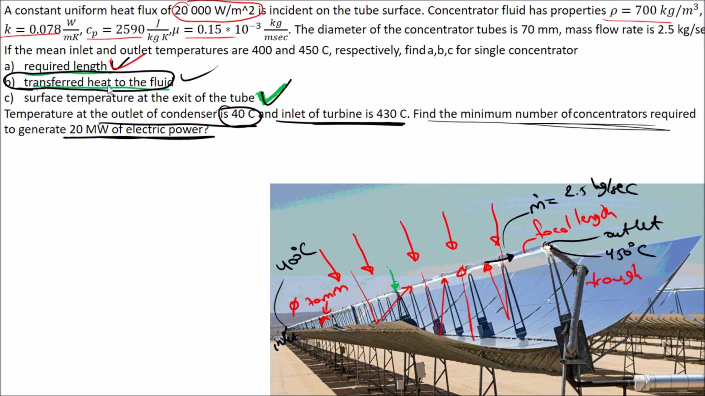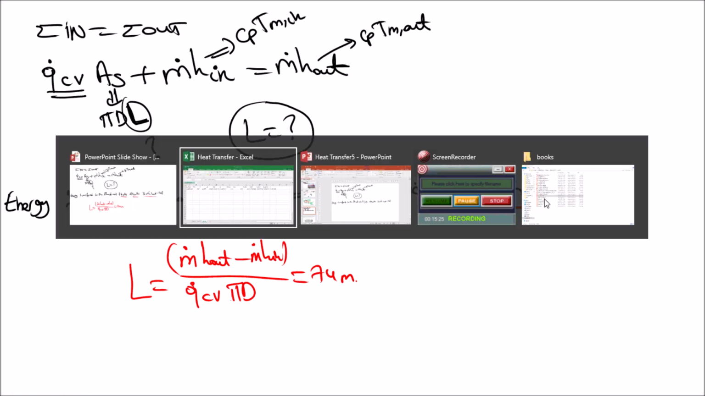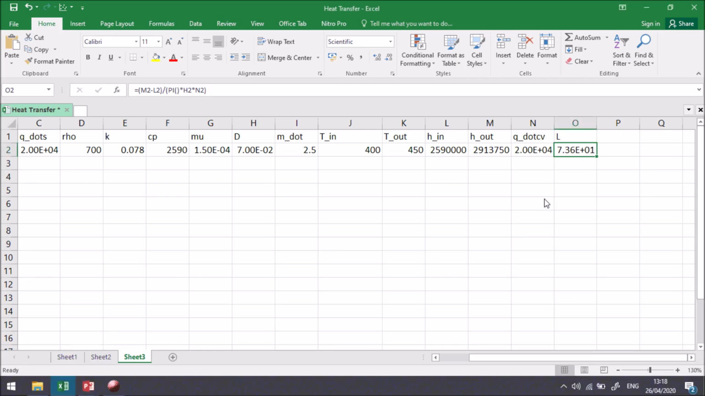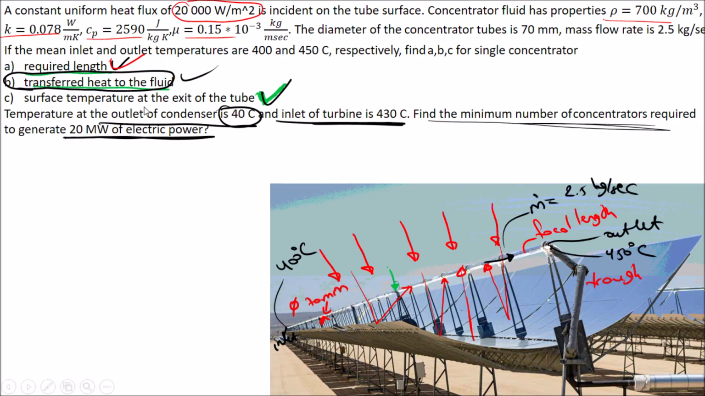Now comes the second part, transferred heat. As we have said, it is Q dot S, Q dot CV, or m dot H out minus H in. You have the same results if you apply any of it. So therefore I will write Q dot transferred heat, that will be equal to enthalpy out minus enthalpy in. That is the heat transferred to the fluid. Yeah, it's 300 kilowatts.